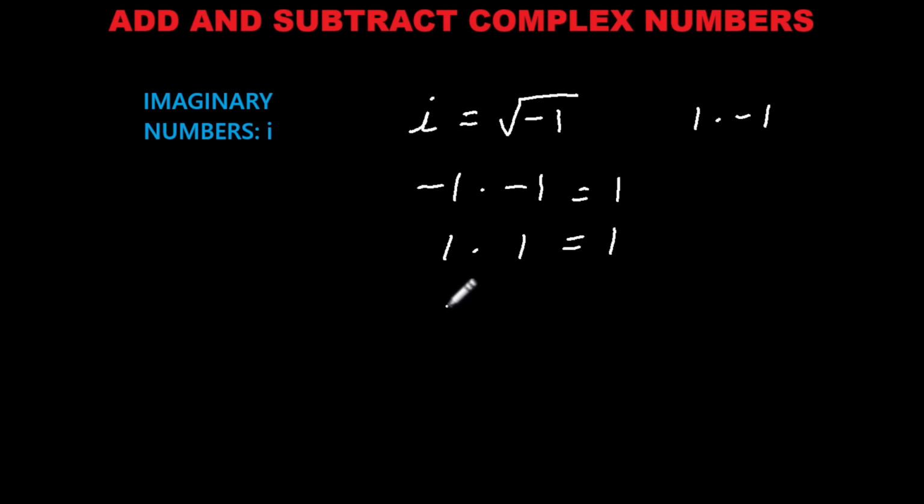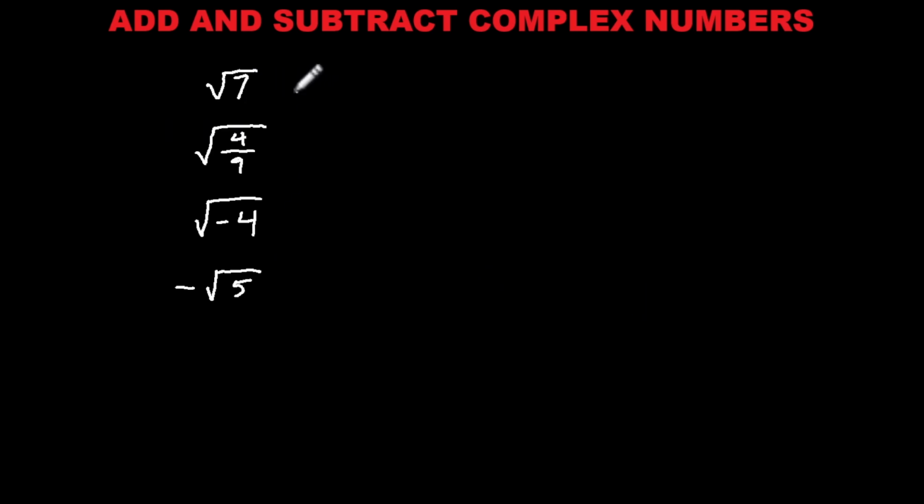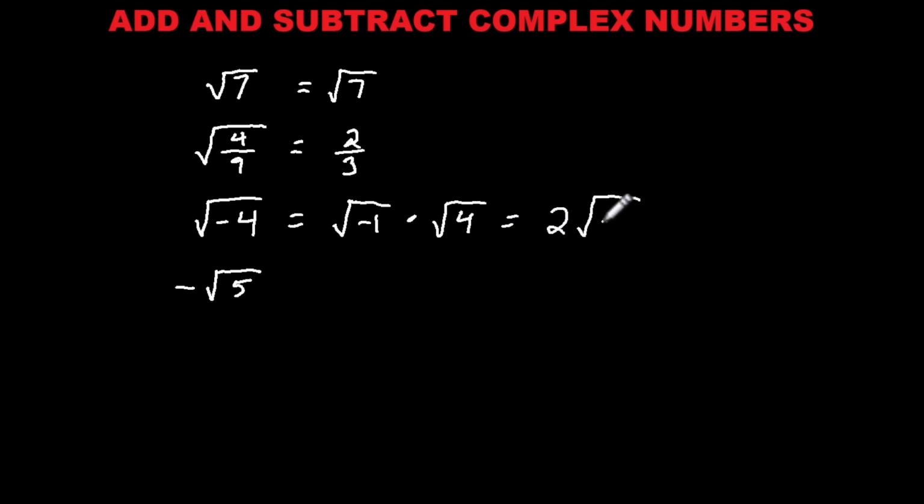So by definition, 5i is 5 times the square root of -1. In the following four numbers, the square root of 7 can't be simplified any further, so we just say square root of 7. The square root of 4/9 is 2/3, because 2 times 2 is 4, and 3 times 3 is 9. And this one over here is the same as the square root of -1 times the square root of 4. We can simplify the square root of 4 to be a 2, and the square root of -1 is i, so it's 2i.